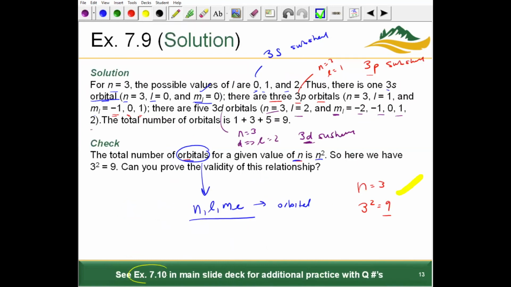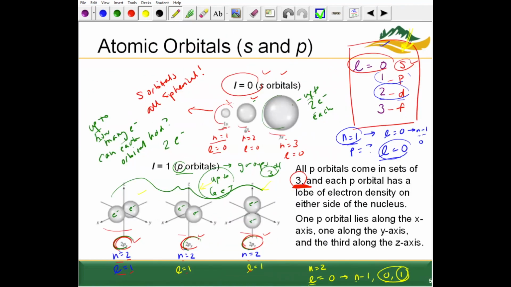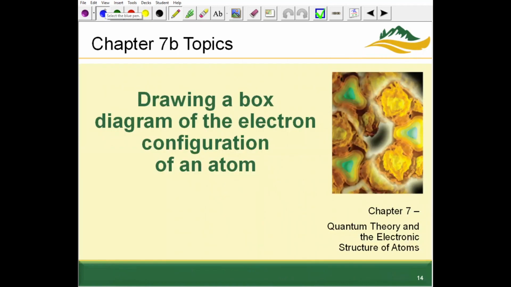Then there is example 7.10 in the main slide deck for a similar practice problem, so I recommend getting as much practice as you can with this concept in case it is really new. Once you get down the pattern and feel comfortable, especially with this table, then you should feel more comfortable with this style of problem. Let's go on to this topic now.